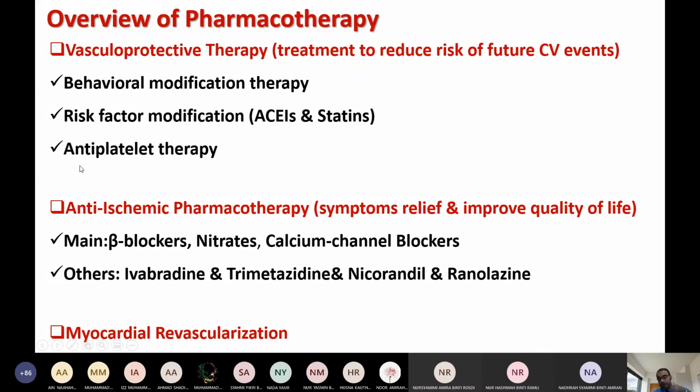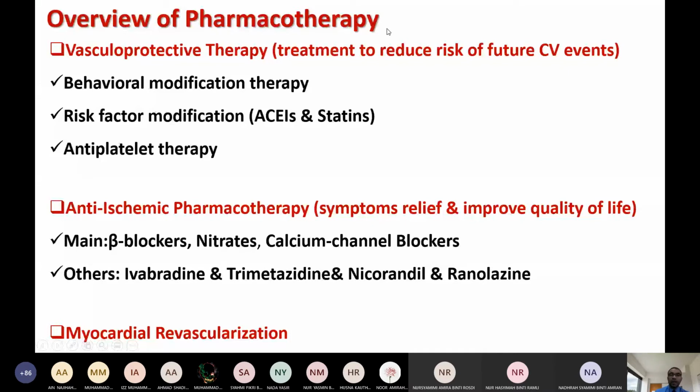Aspirin, the antiplatelet therapy, is a very important group of medication under the vasculoprotective, the one for reducing the risk of future events. It's very important for you, brothers and sisters, to understand what every medication is actually used for. For example, antiplatelet therapy is one of the vasculoprotective therapies that aims to reduce the risk of future cardiovascular events. It's very important.